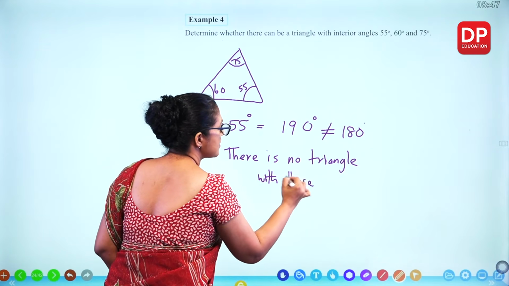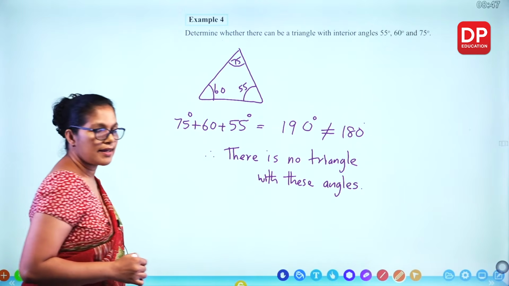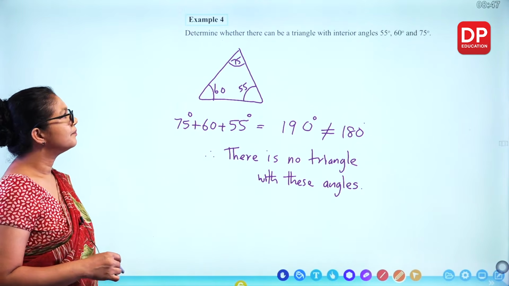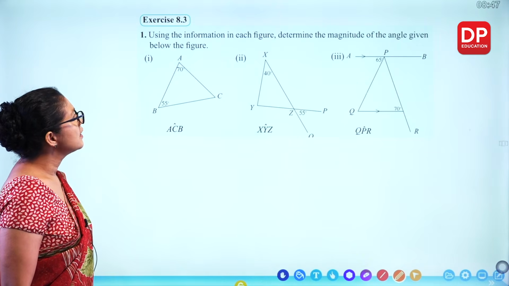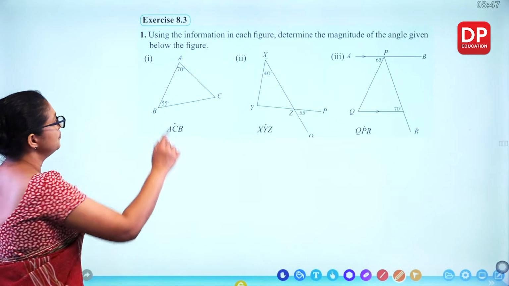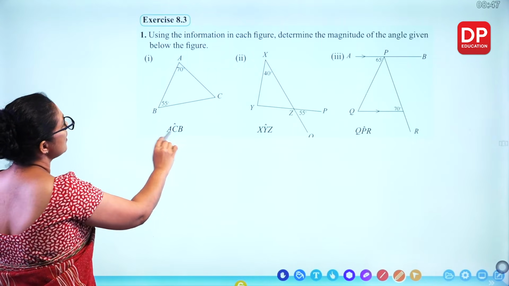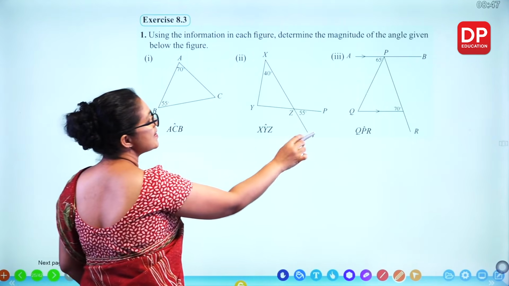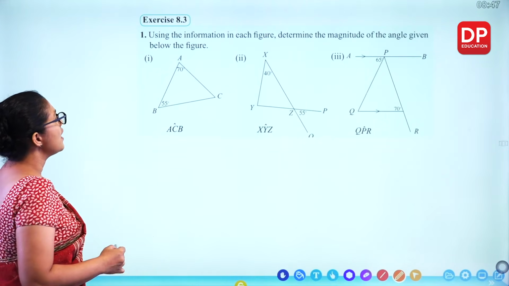With these angles, we can't draw a triangle like this. We'll take exercise 8.3 in your textbook. So here you are asked to find out the angles: ACB here, XYZ and QPR for the other one. So we'll try to find out.